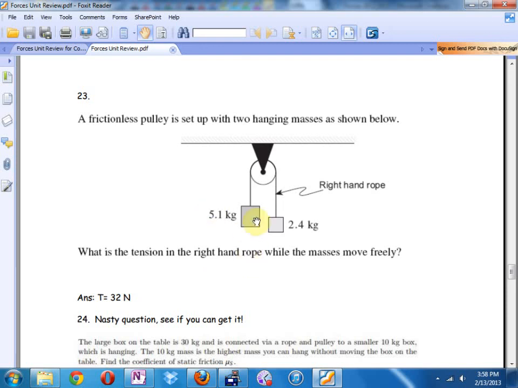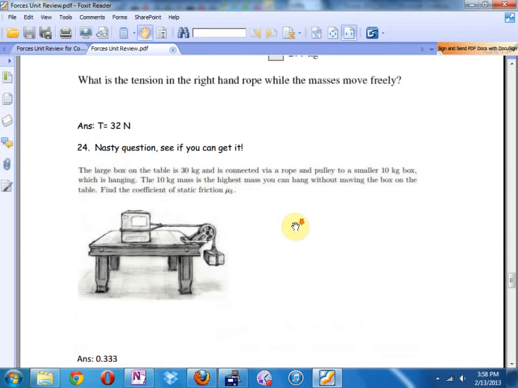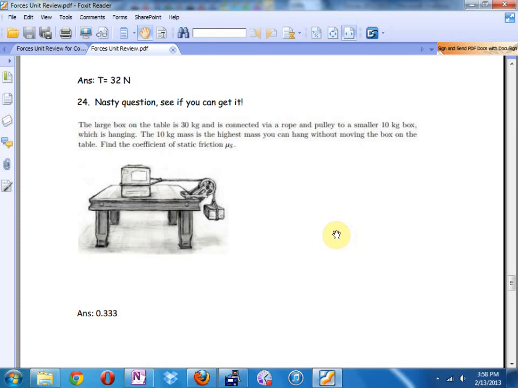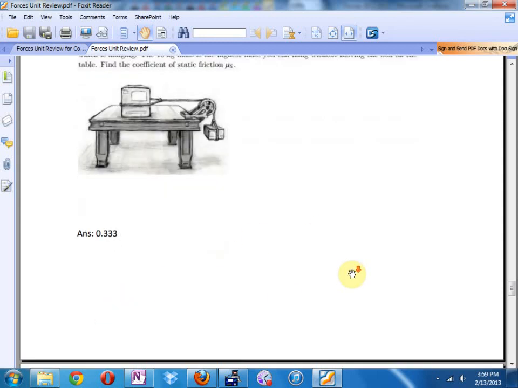23, though, is fair game. I gave you both masses. 24, again, I'm not going to freak out if you can't get this one. It's nasty. See if you can get it. But if you want to find the test easy, if you get the hang of 24 and you find the answer is 0.333, you're in good shape.